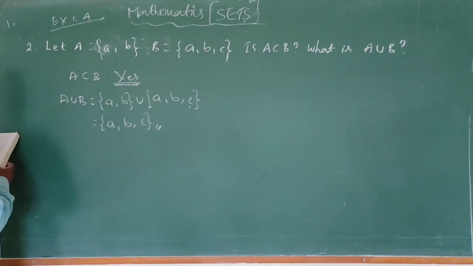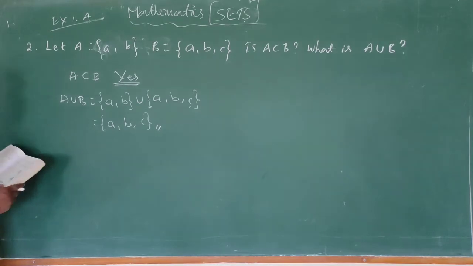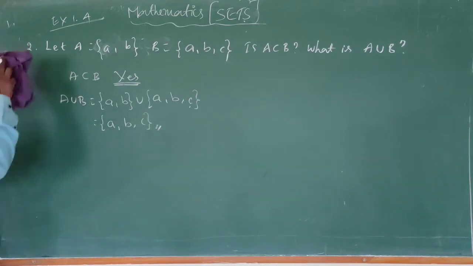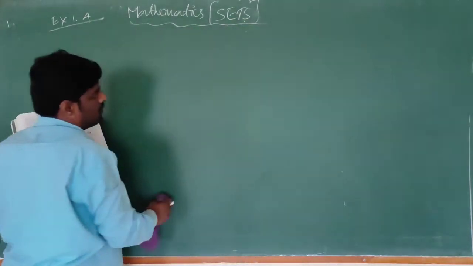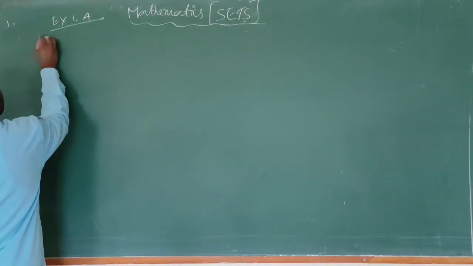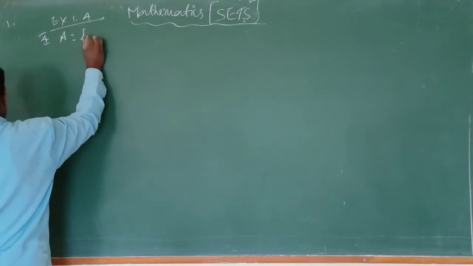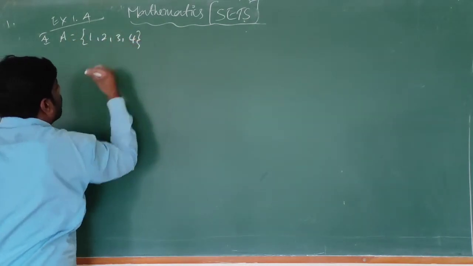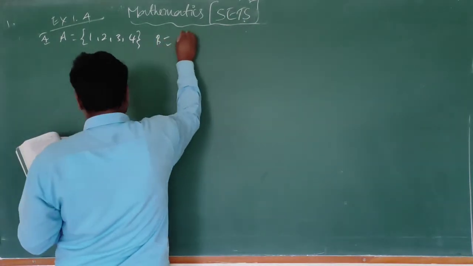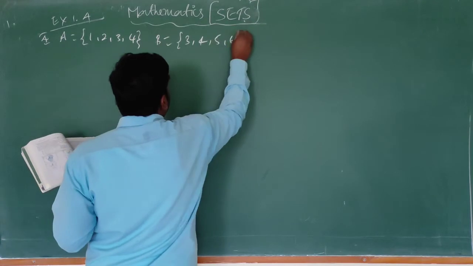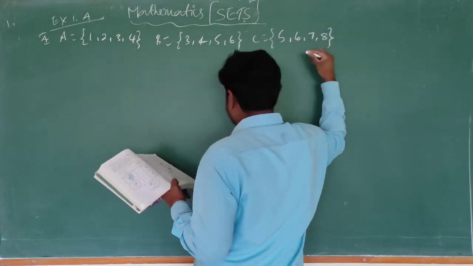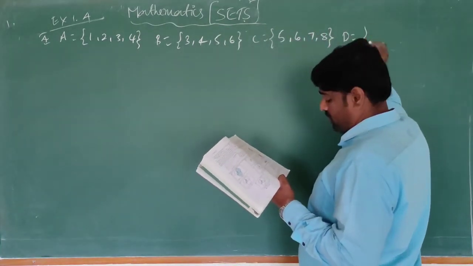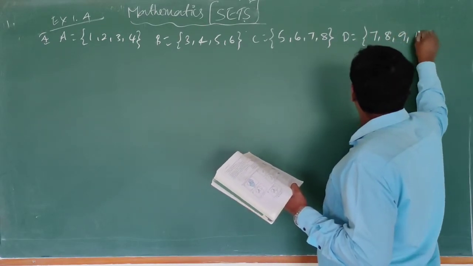Next question. Fourth one, A is equal to 1, 2, 3, 4, B is equal to 3, 4, 5, 6, C is equal to 5, 6, 7, 8, D is equal to 7, 8, 9, 10.